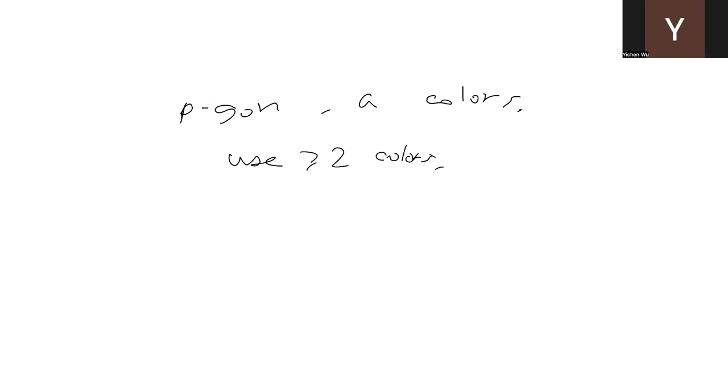So basically, our combo question here is: how many ways can we color a regular polygon with p sides, where p is a prime, with a colors, such that we use at least two colors, and colorings are the same if they can be rotated into each other.